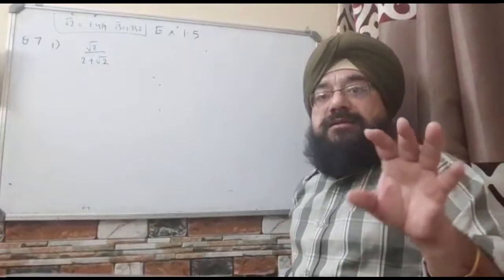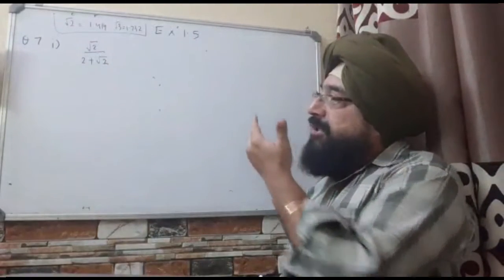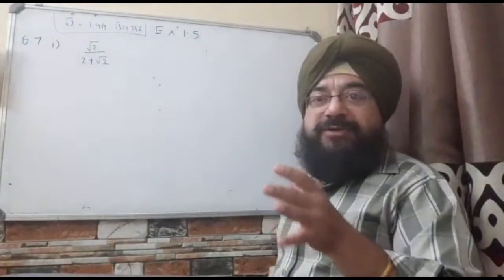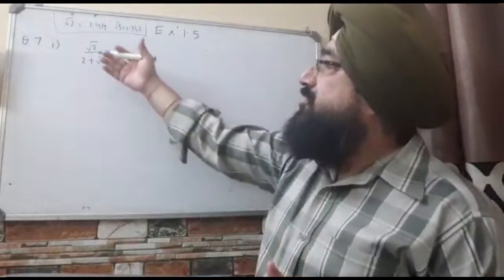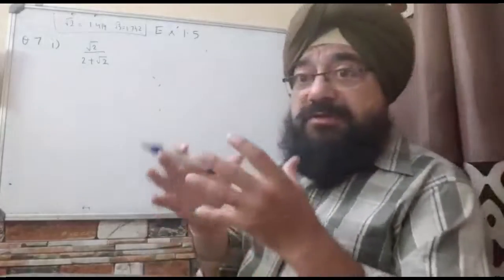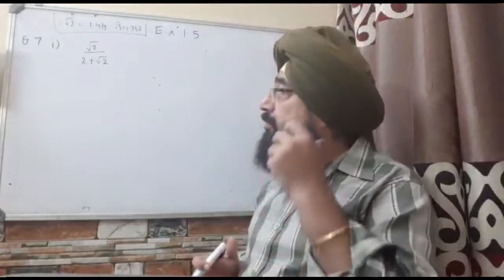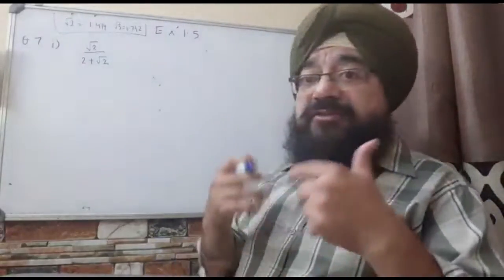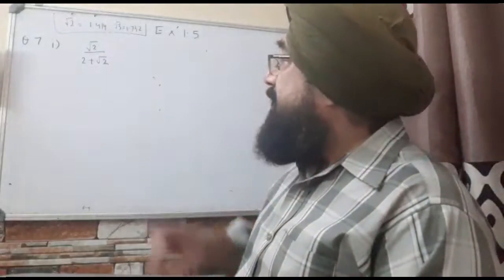And putting the value of root 2 here directly is not a good idea, because division by a decimal is a lot of time consuming and also a lot of energy consuming. So the second thing which comes in our mind is that we rationalize the denominator.